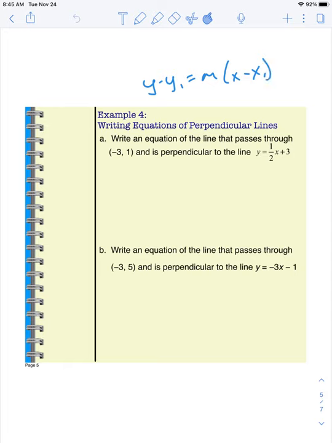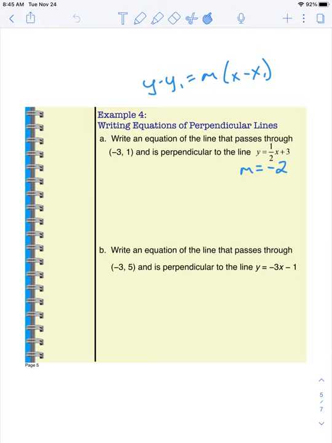All right, example A: write an equation of the line that passes through (-3, 1) and is perpendicular to the line y equals 1/2 x plus 3. Pause for a second and think, what would the perpendicular slope be to 1/2? It has to be the opposite reciprocal. The opposite of positive 1/2 is negative, and the reciprocal of 1/2 is 2/1, or just the whole number 2. So I have my slope equals -2.